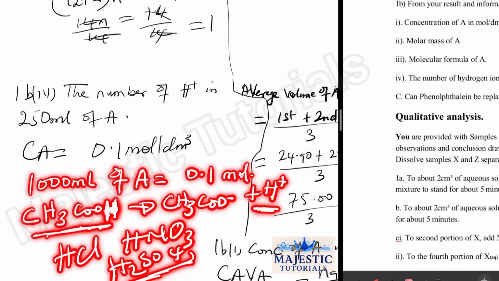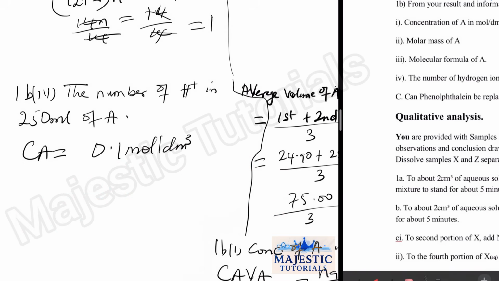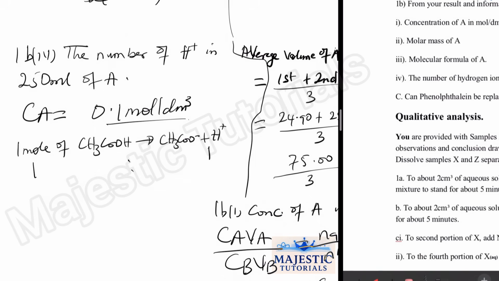Okay, but with reference to what they gave us, which is acetic acid, 1 mole of CH3COOH will automatically dissociate to give us CH3COO⁻ plus H⁺. That means 1:1. Therefore, our Ca is also 0.1 mole. But the 0.1, be careful, was contained in what? In 1000, but they asked us how many will be in 250. So if 0.1 is in 1000, 250 will be containing what?